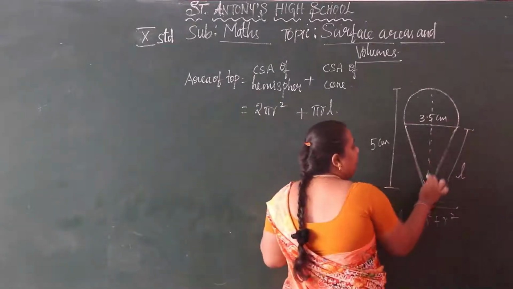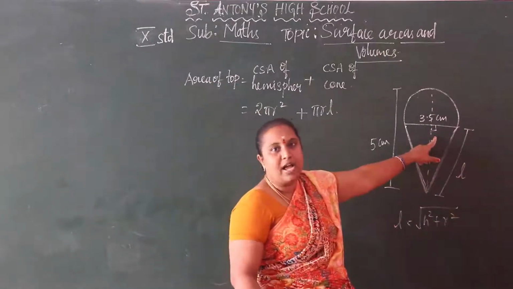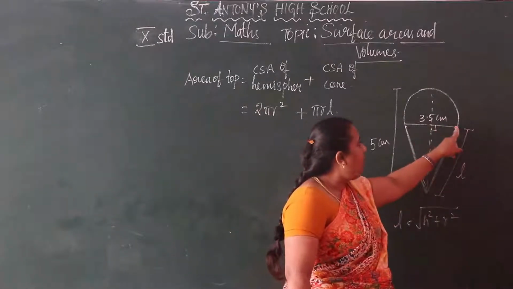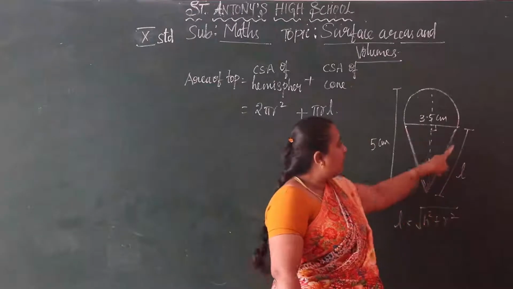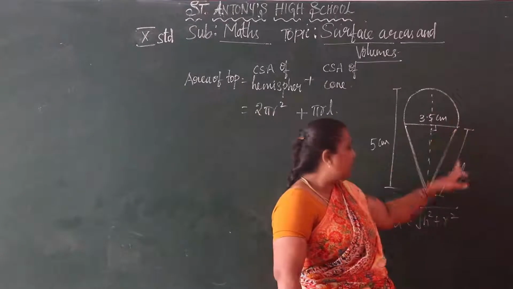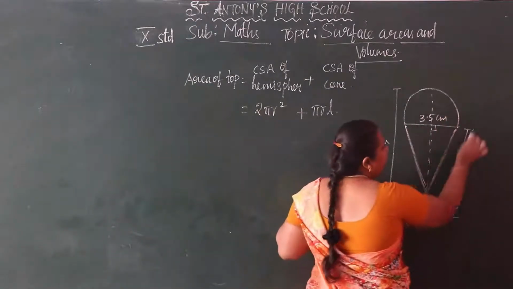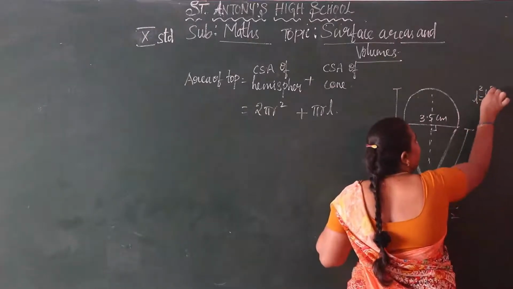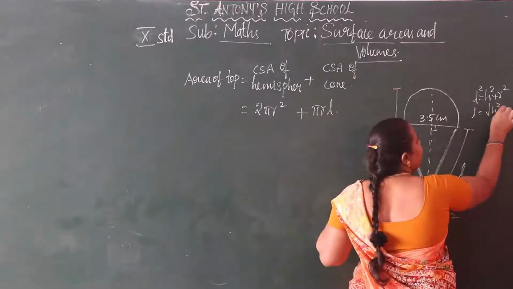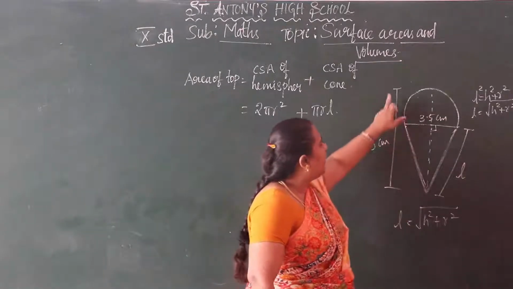This looks like a right angle triangle. See, this is height, this is r, and this is L. We want L, so L square equals h square plus r square, by the Pythagoras property. So L equals root of h square plus r square. Understood, children?